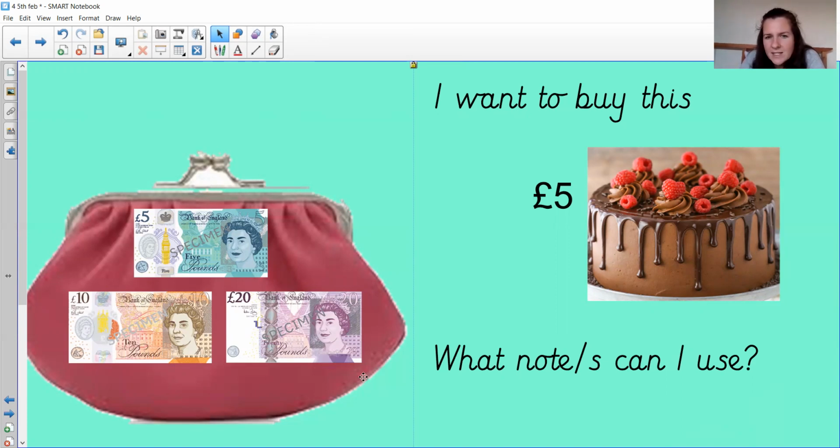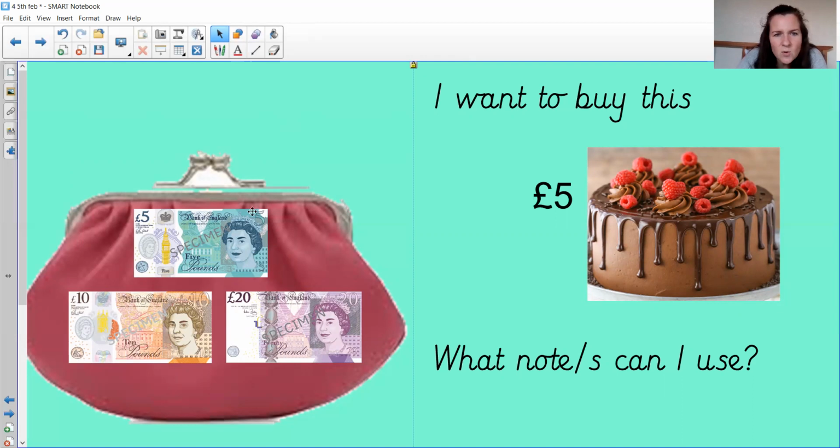And I can see a 20 on that note, and 20 is more than 5, so it can't be that one. Can I use my £10 note? What do you think, Year One? No, I can't use my £10 note because we're not getting any change. So it's not exactly £5, is it?